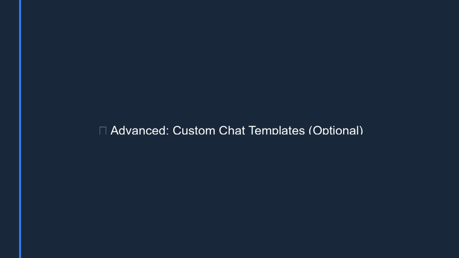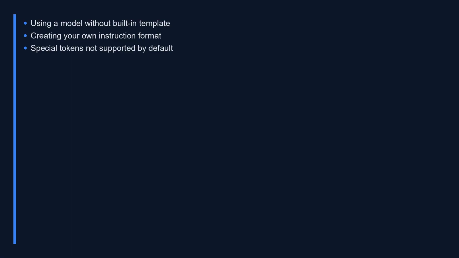Advanced custom chat templates. Custom templates become necessary in 3 situations. You're working with a base model that has no built-in chat template. You want to define your own instruction format from scratch, or the model uses special tokens that aren't covered by any of Unsloth's built-in options. For most fine-tuning work, the built-in templates are the right choice. But it's worth knowing the escape hatch exists.